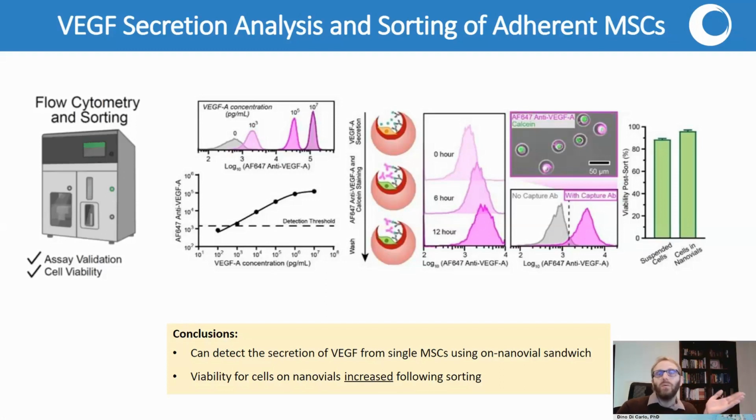And also, the signal is different for cells that are exposed to hypoxic versus normoxic environments, which should trigger different amounts of VEGF secretion. And so we see that as well. And importantly, suspended cells actually had less viability after sorting in this workflow than cells on nanovials. There's some protective effect to being on a nanovial.